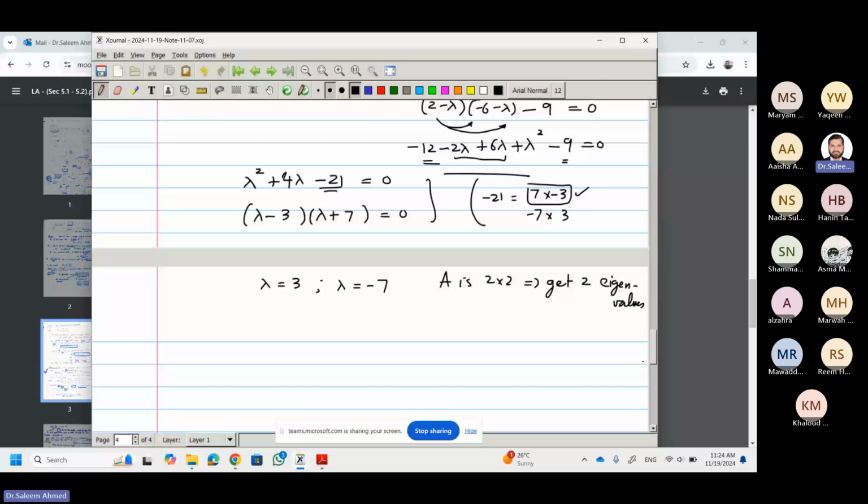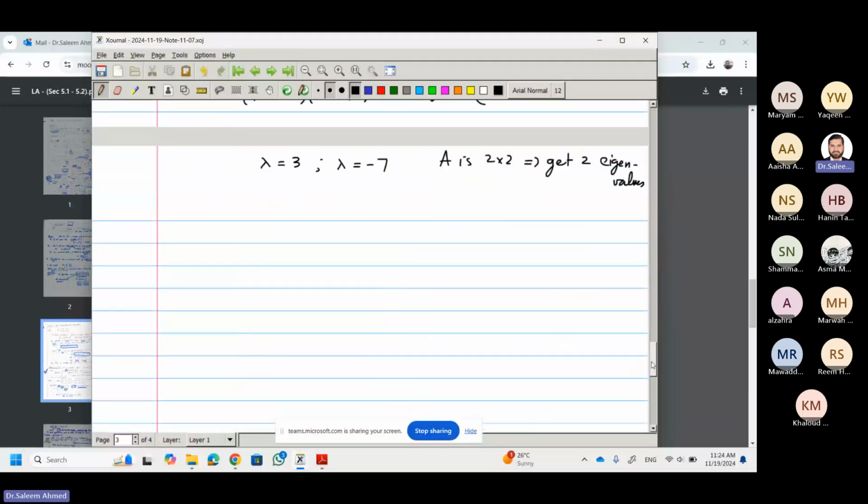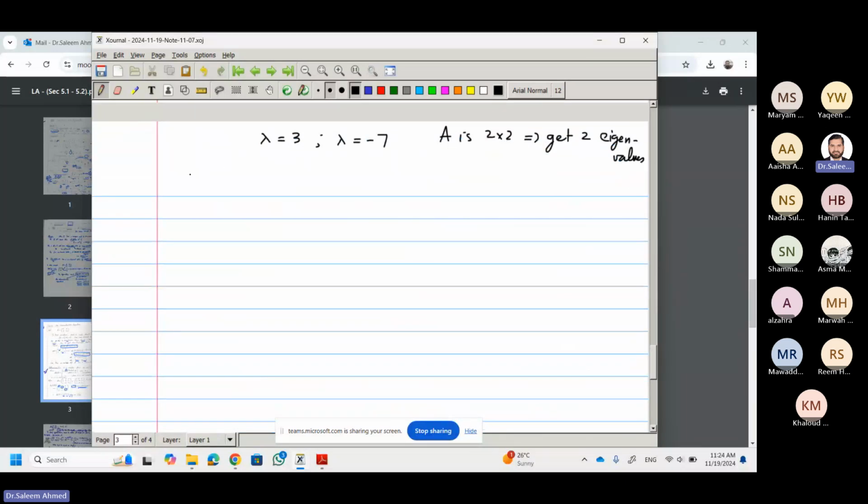Here you see, if you add the diagonal elements, I'll tell you later. Anyway, now to find eigenvectors, I need them one by one. Now to find eigenvectors, I will start with 3. So for lambda equal to 3, I will solve (A minus 3I)x equal to 0. So I will put lambda in my equation and solve for the vector x.